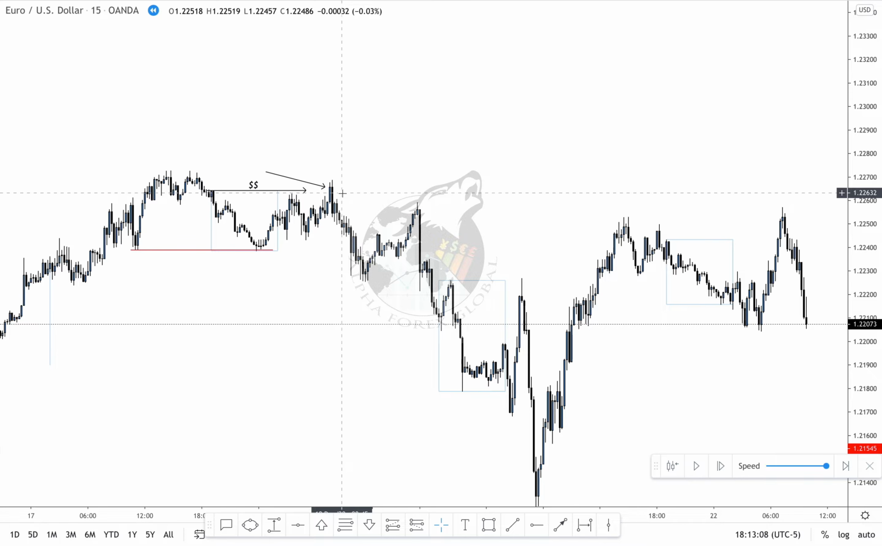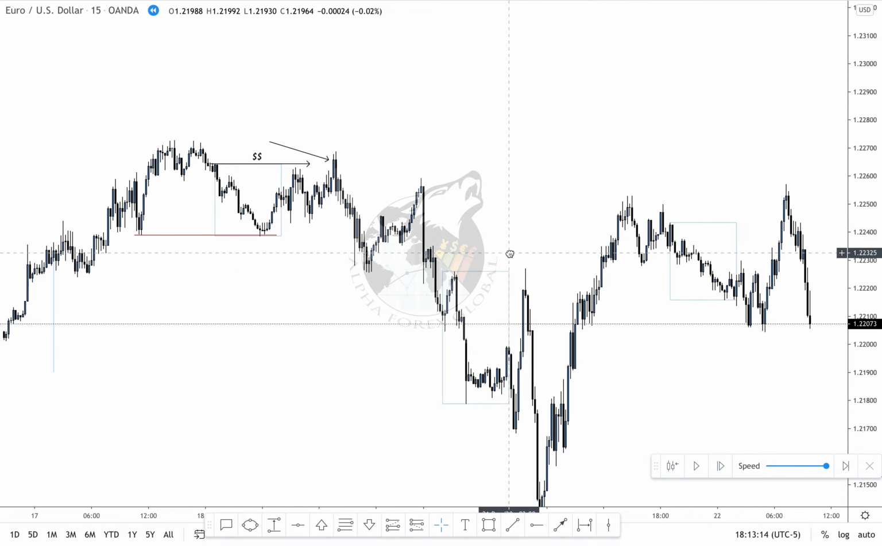So always once you see something take out liquidity or grab liquidity, you want to see what's there so you can identify your point of interest at that area.